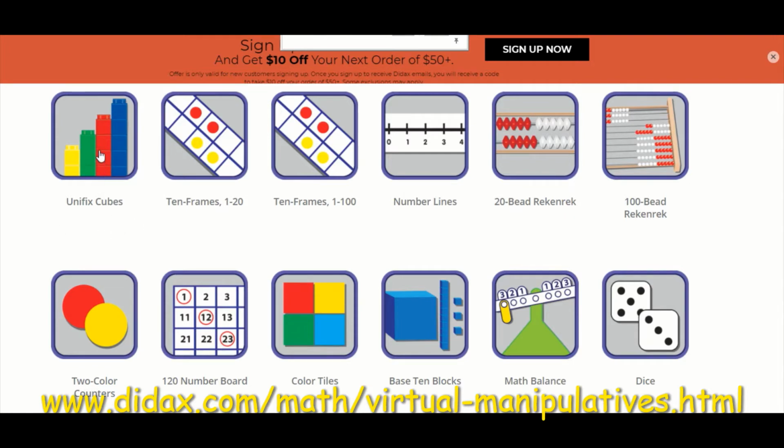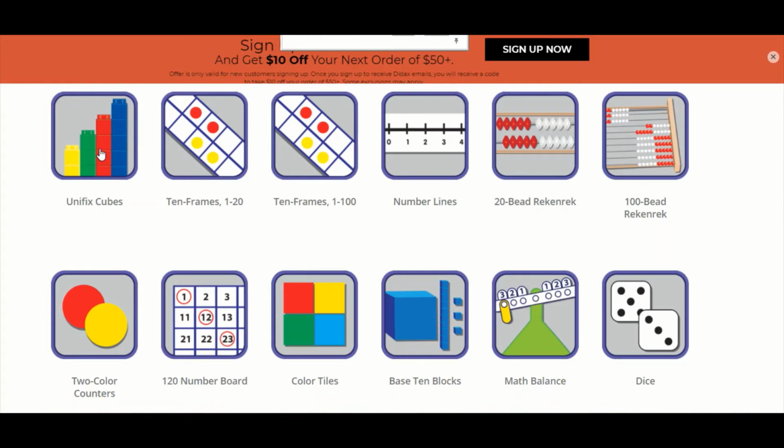So you are going to come here and you are going to click here. You are going to be brought to this page. And over here we have our Unifix cubes. If you see, we have 10 different colors. And you can just move the cubes out like this. And you can separate them. You can keep them separated like this, or you can group them together.